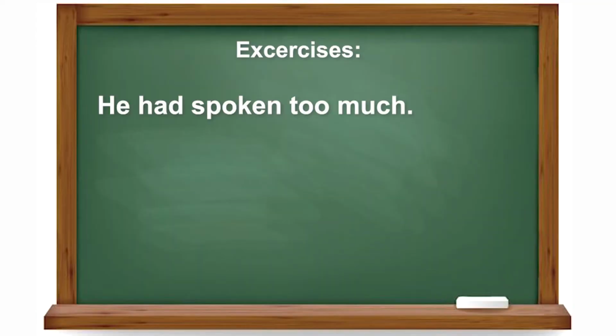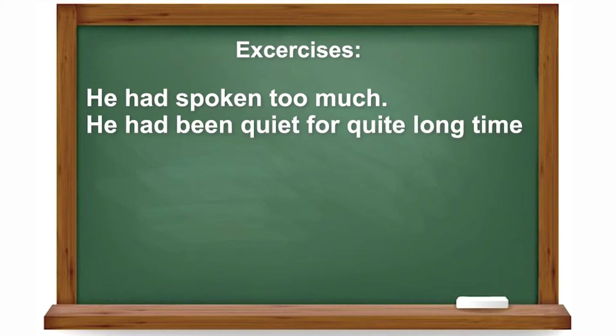For an affirmative sentence, we will say, he had spoken too much. All right? For a negative sentence, you just have to add not after had, the auxiliary verb. Look at this. He had been quiet for quite a long time.